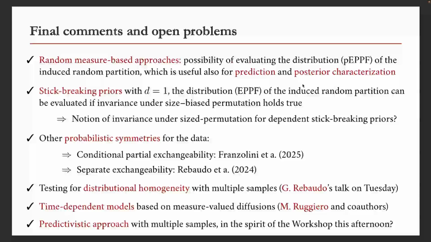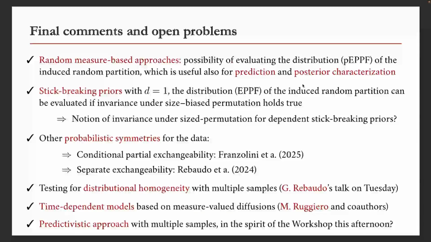And the stick-breaking approach is very useful from a computational standpoint, and it's also helpful from an analytical standpoint if the stick-breaking weights satisfy the so-called invariance under size-biased permutation property, which happens in some instances we have for the exchangeable case. But when you move beyond the exchangeable case, there actually isn't a notion of invariance under size-biased permutation one could use to evaluate partition probability functions based on stick-breaking weights. It would be nice to have some results in this direction.